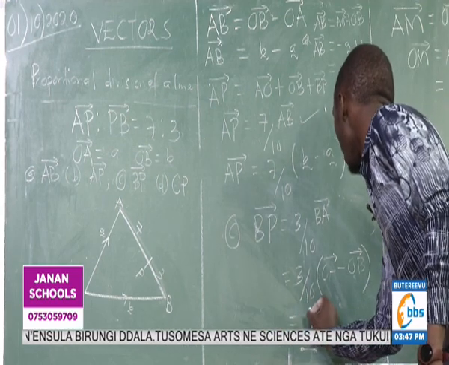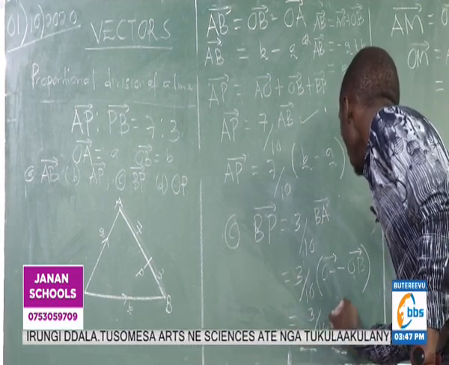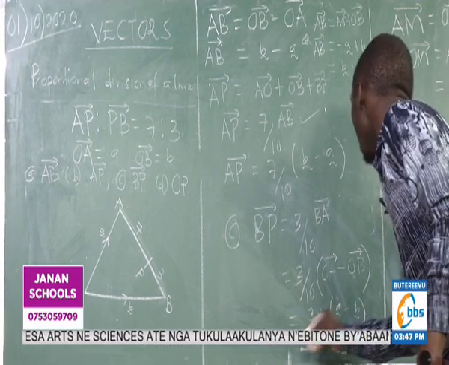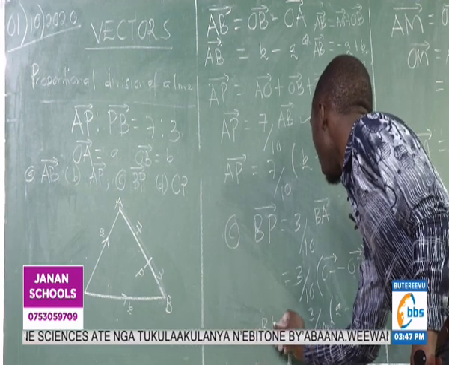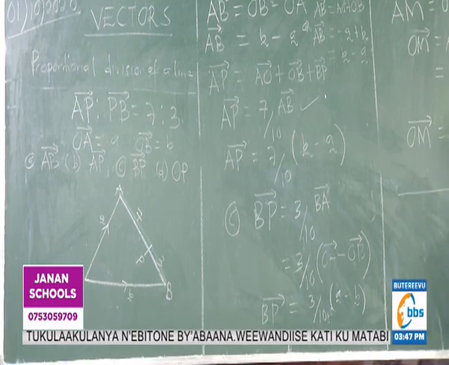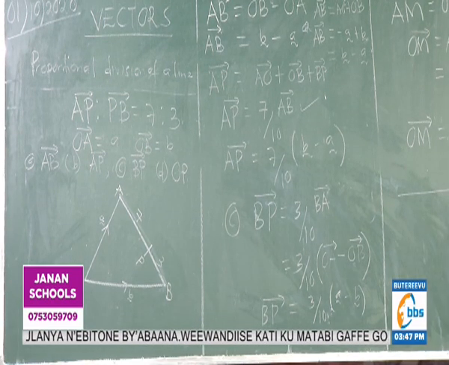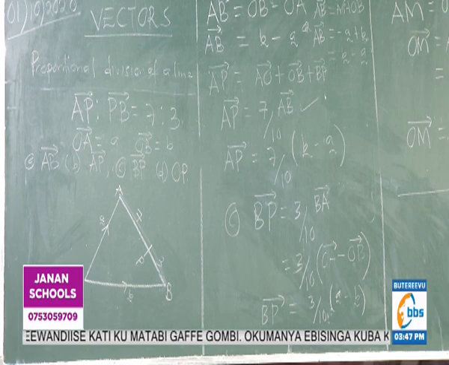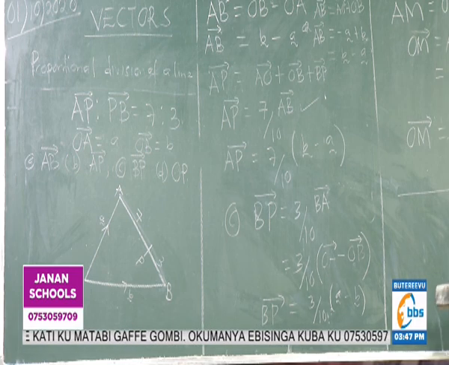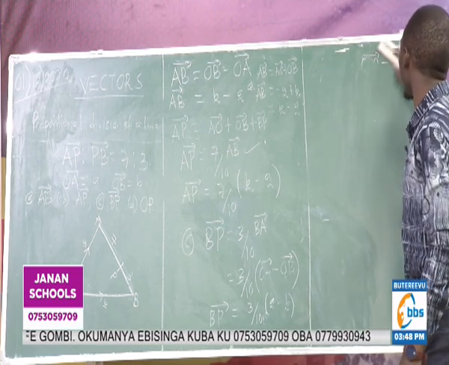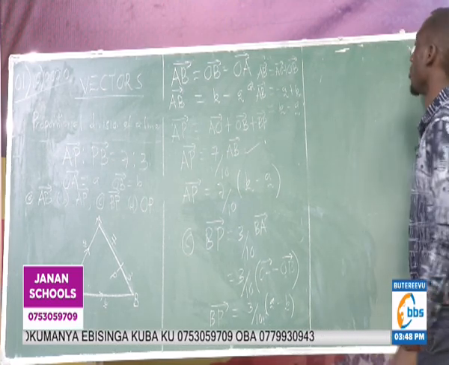So I'll be having my 3 out of 10, 2 brackets, we have A minus B. That becomes my BP. So that's how we work out BP if you are to use the ratios well: look at that portion of BP, then also you get the total ratio, then also you have to be very careful. Am I starting from A? Am I starting from B?